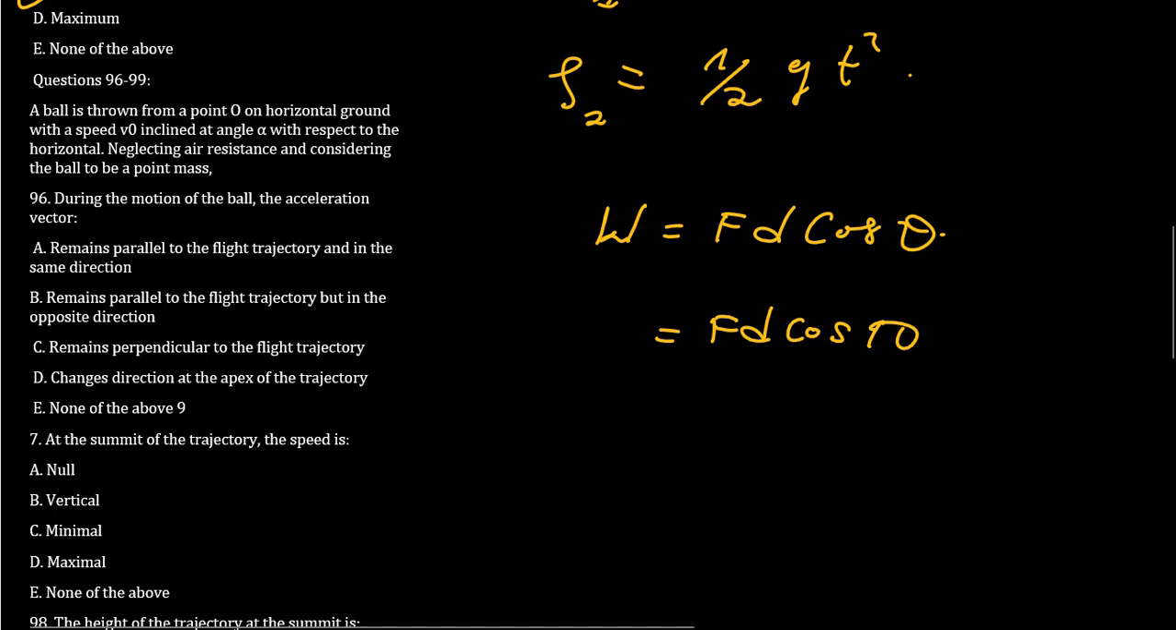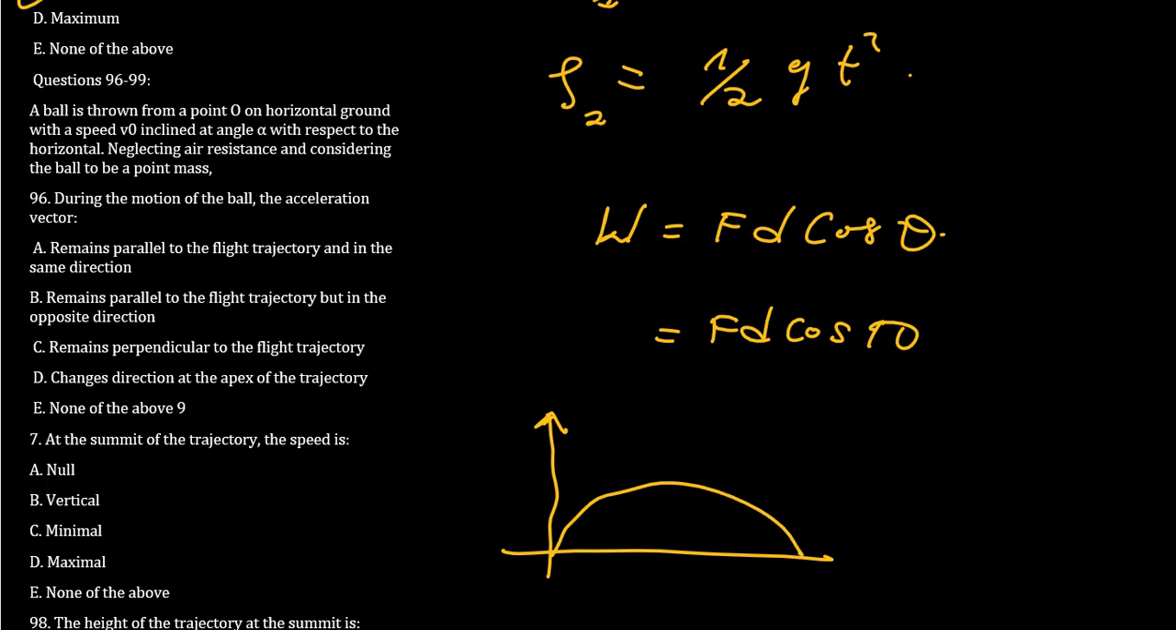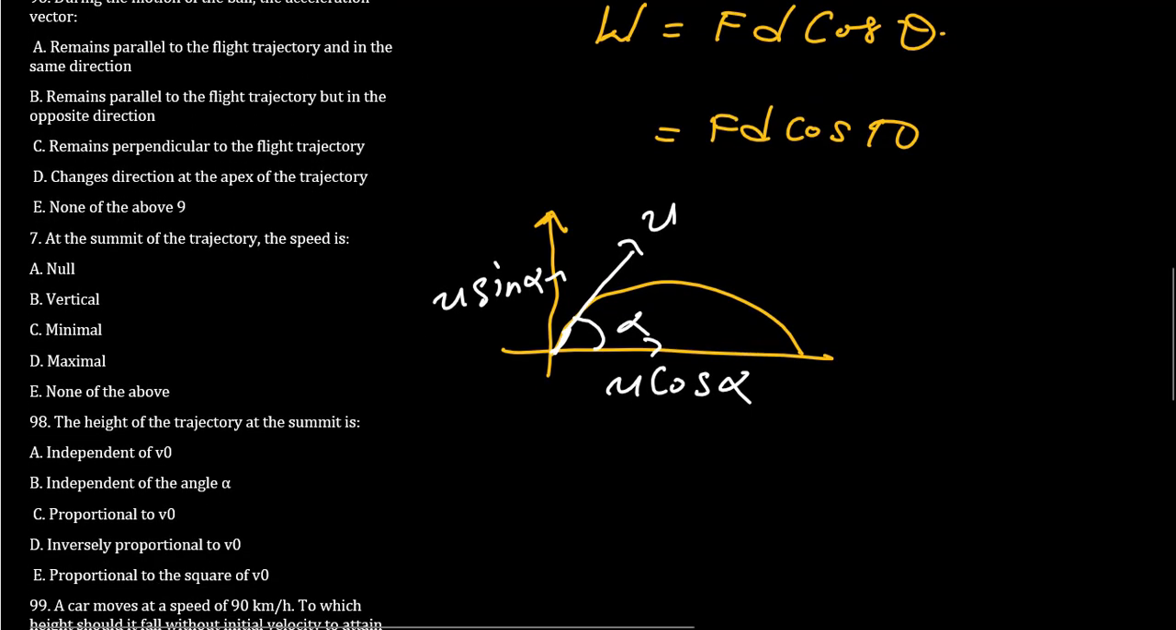Question number 96 to 99. A ball is thrown from a point O on a horizontal ground with a speed v0 inclined at an angle alpha with respect to the horizontal, neglecting the air resistance and considering the ball to be a point mass. So let's get the possible motion path. It's a projectile of this nature. The angle of inclination is alpha. The initial speed has two components. Here we have u times the cosine of alpha, and here we have u times the sine of alpha. The maximum point attained is this point, and the distance from here right up to here is what we call the maximum height. For a projectile, you also have to notice that the horizontal component of the speed is constant throughout the motion.